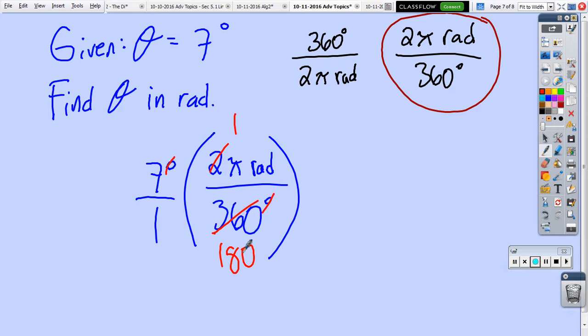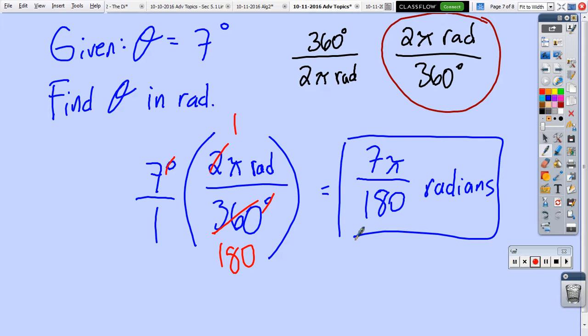Oh, you simplified it before you even multiply? Yes, you're allowed to simplify fractions before you multiply across. So then I go straight across, and I get 7 pi over 180 radians. Again, you might not see them write out RAD, it's understood to be radians, but I'm going to go ahead and write out the whole word radians. And there you go.